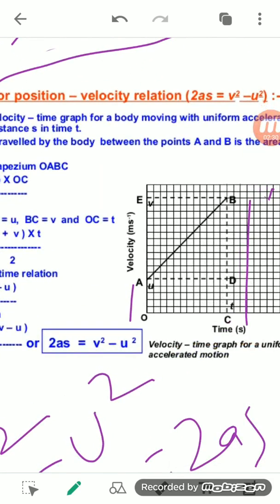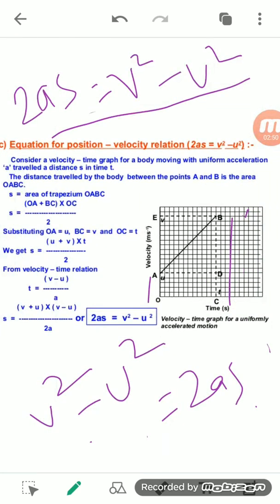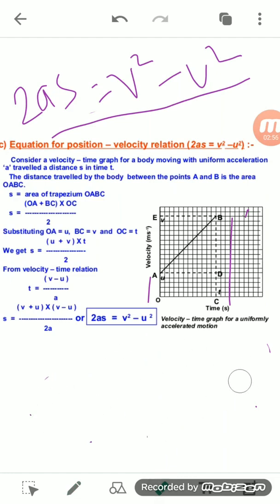Okay, so this is the end of the graphical equation of motion. So we had discussed all the three equations of motion, and again we had discussed these equations of motion with the help of the graph, and deriving both of these is very important because this will come in the exam many times. Okay.